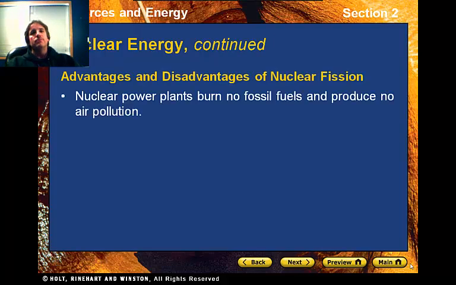Okay, here's the good news. There's no air pollution. We don't burn any fossil fuels, so nuclear power is great for air. There's no air pollution at all, so it doesn't help pollute the air. Oil and coal, especially coal, pollute the air very readily.